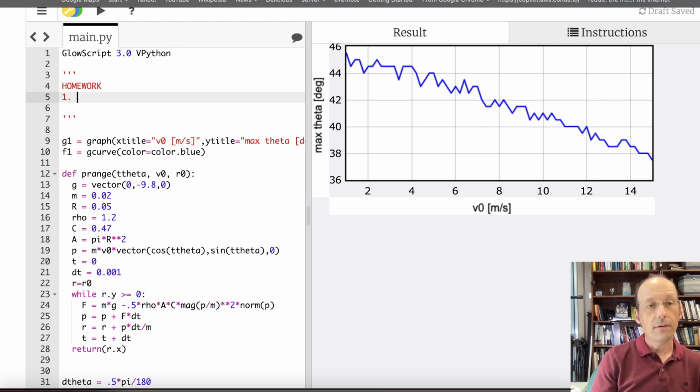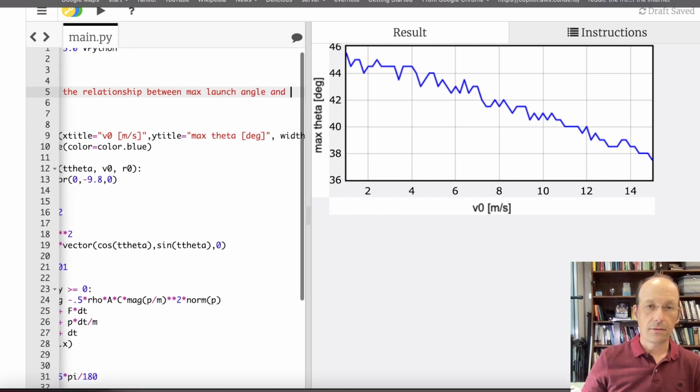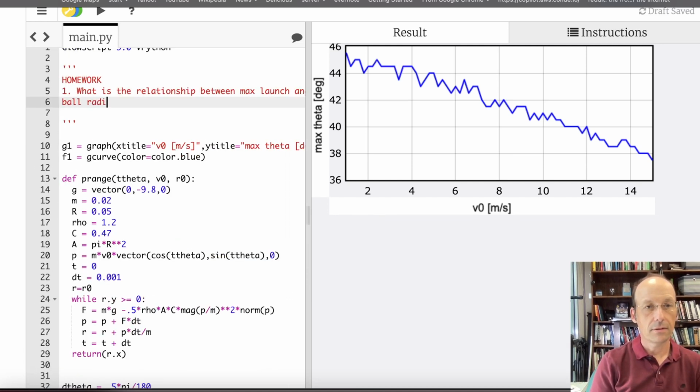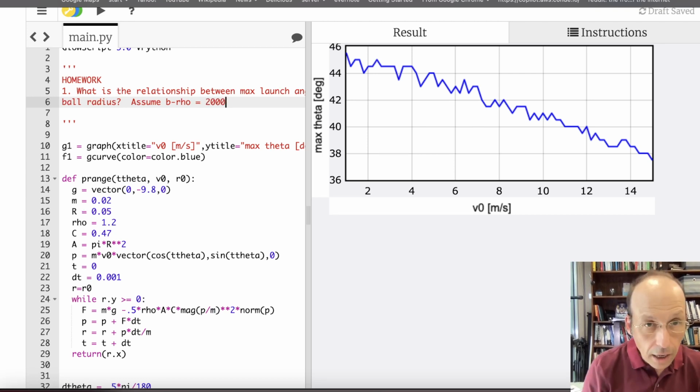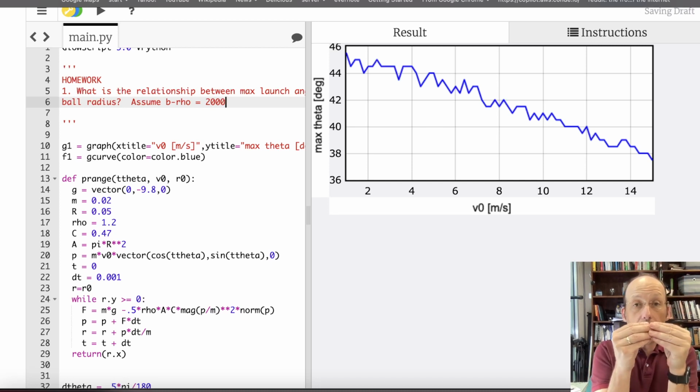Number 1. What if, this is a good one. What is the relationship between max launch angle and ball radius? So assume rho, the density of the ball, is, let's say, 2,000 kilograms per cubic meter.